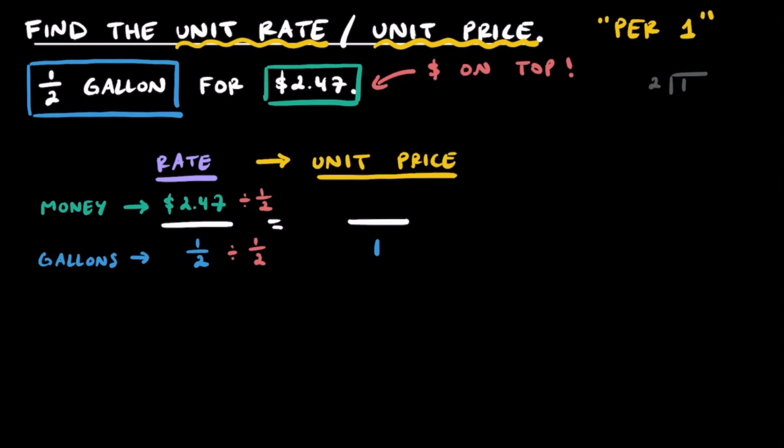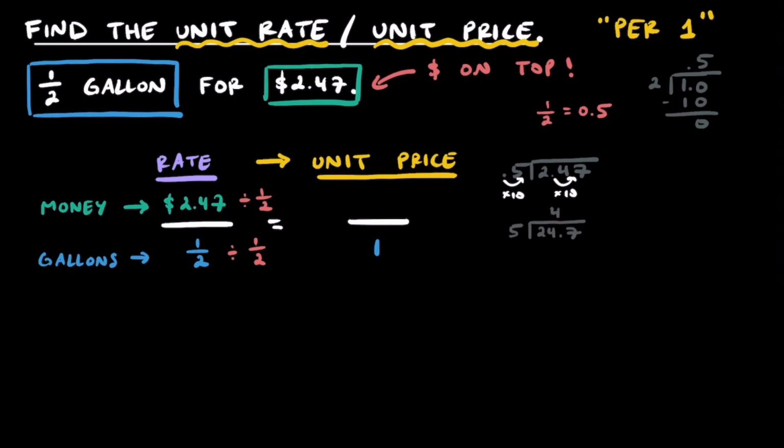So in the numerator, when we divide $2.47 by 1/2, we can convert the 1/2 to a decimal by doing long division, and we see that 1/2 is equal to 0.5. Remember, when we're dividing decimals, the number on the outside, or the divisor, has to be a whole number, so we can multiply both values by 10, so we have 24.7 divided by 5. Dividing these, we get 4.94. This means that $2.47 divided by 1/2 is equal to 4.94. That's the price of 1 gallon.